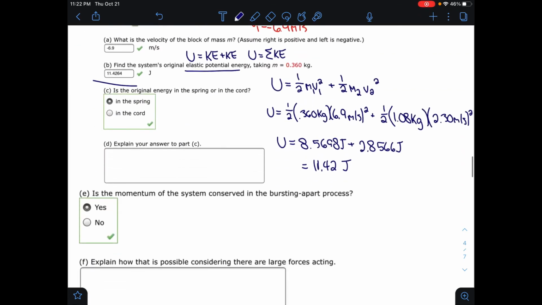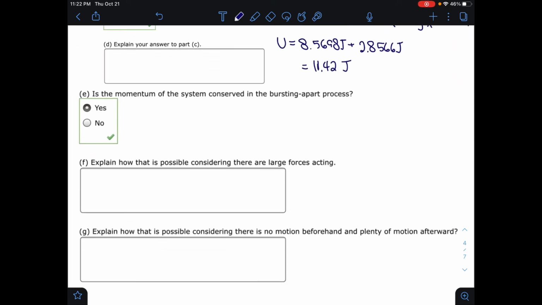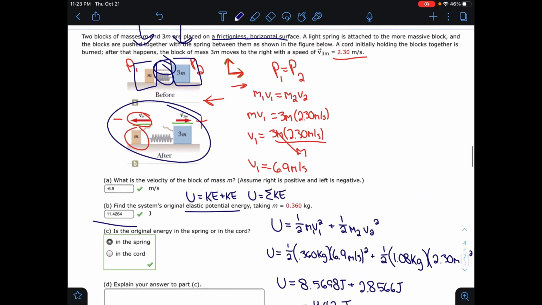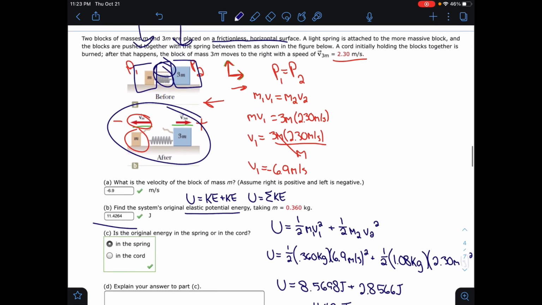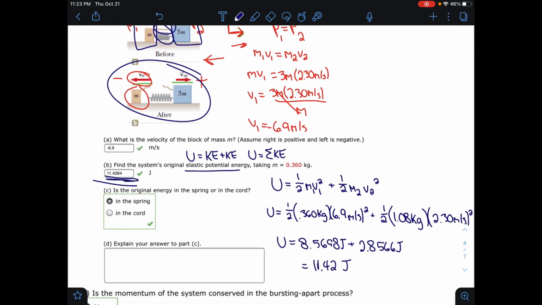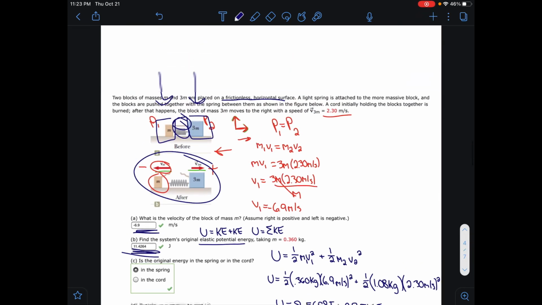In this context, explain how it's possible, because there's no motion beforehand and plenty of motion afterward. So the spring is holding all of our energy, and we just found what the spring energy would have to be to cause the block of lesser mass to go that fast and the block of heavier mass to go as fast as it did. So the energy is all in the system. It's just stored elastically. The rope is broken, aka the blockade. The spring is released. The spring releases its energy into the kinetic energy of the blocks.